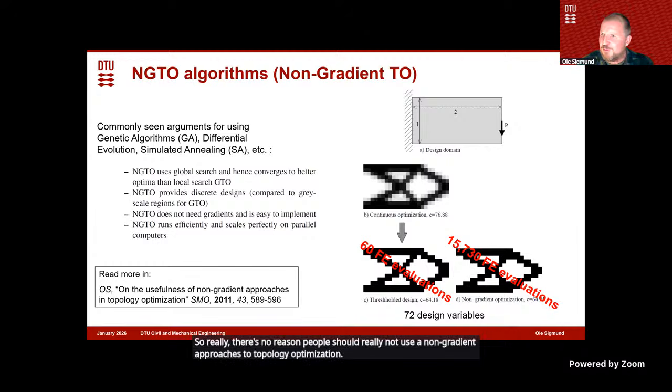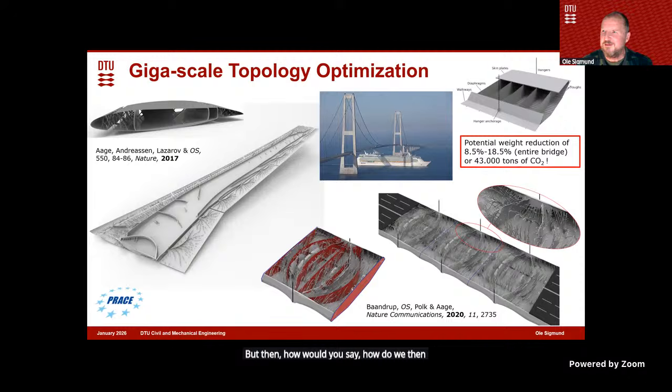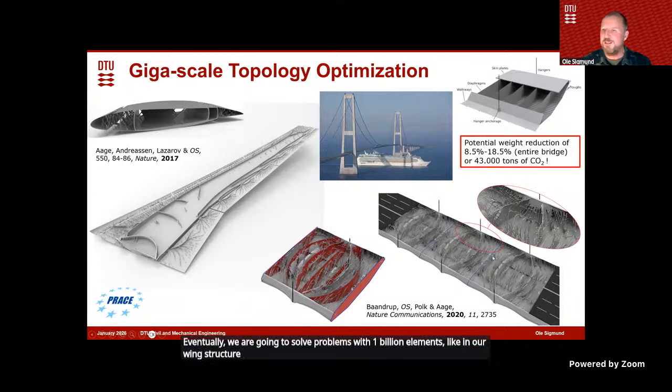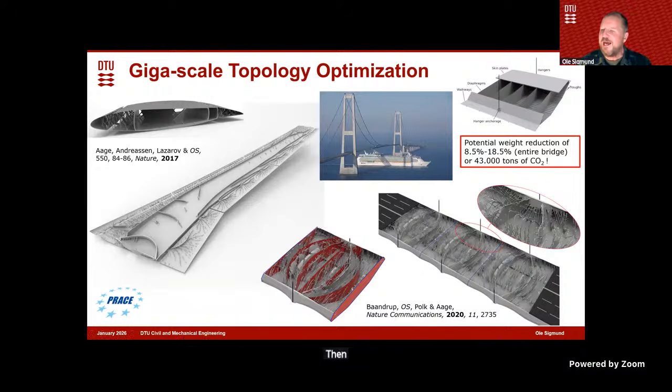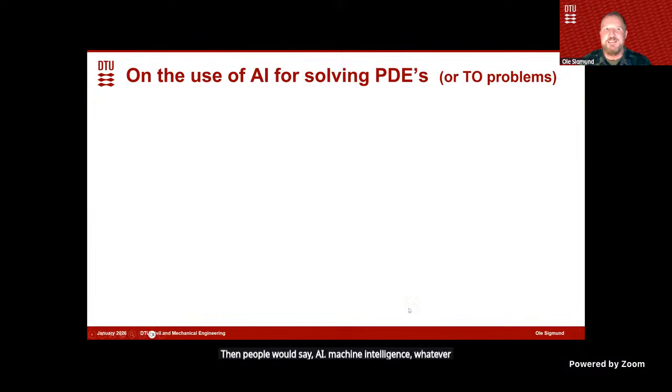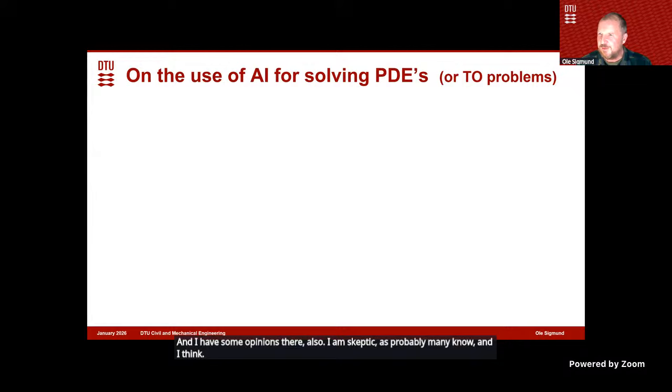But then, how do we then solve it? Eventually, we are going to solve problems with 1 billion elements, like in our wing structure, or maybe even 2 billion elements that we used in our bridge structures. How can you do it? Then people would say, AI, machine intelligence, whatever you call it here. And I have some opinions there also. I am skeptic, as probably many know, and I think people out there also share.